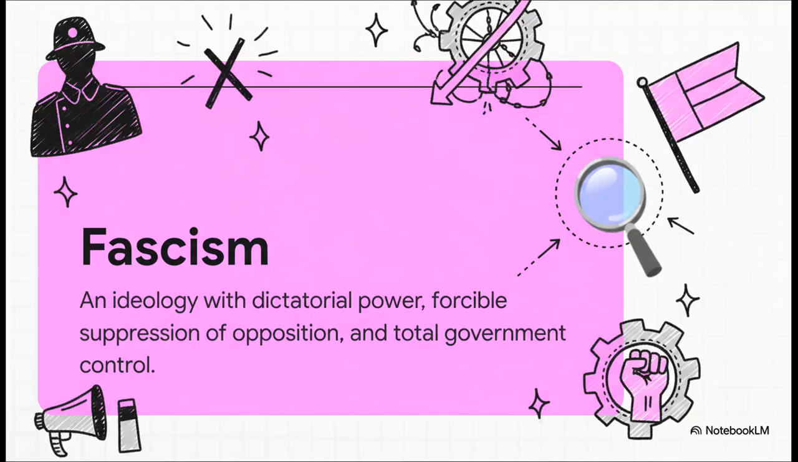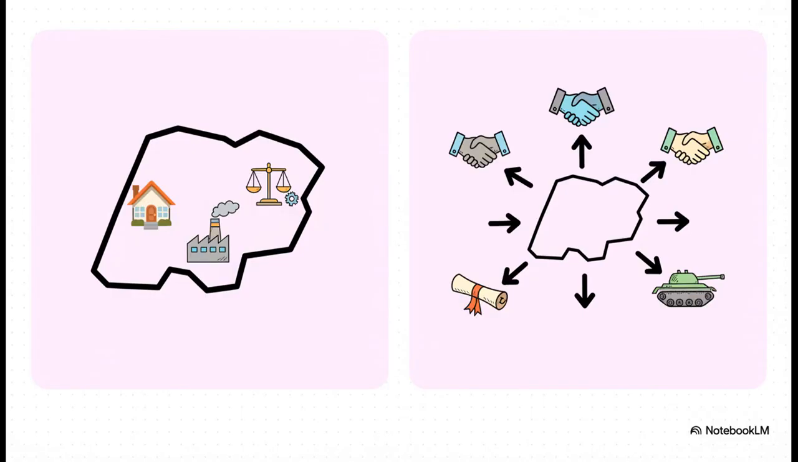And that idea of aggressive ultranationalism leads us straight into fascism. So fascism takes that ultranationalism and builds on it. It adds a dictator, it crushes anyone who disagrees, and it puts the government in total control of, well, everything. When you see fascism on your test, you need to be thinking dictator, no opposition, total control. Got it?